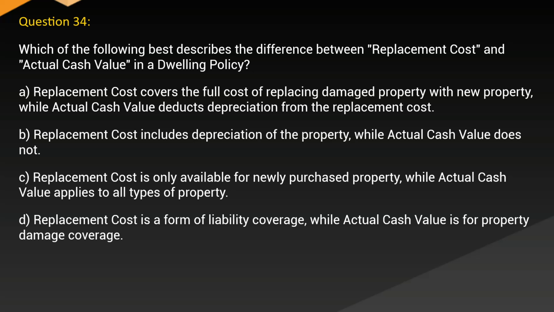Question 34. Which of the following best describes the difference between replacement cost and an actual cash value dwelling policy? A. Replacement cost covers the full cost of replacing damaged property with new property, while actual cash value deducts depreciation from the replacement cost. B. Replacement cost includes depreciation of the property, while actual cash value does not. C. Replacement cost is only available for newly purchased property, while actual cash value applies to all types of property. D. Replacement cost is a form of liability coverage, while actual cash value is for property damage coverage.